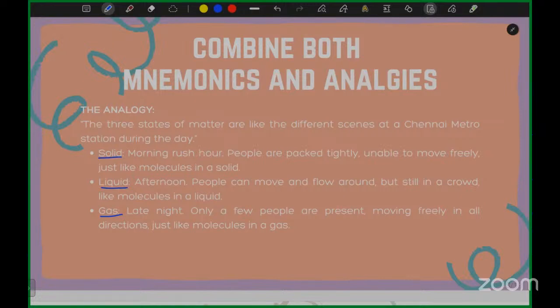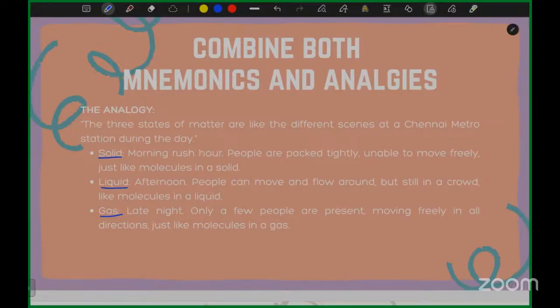So next, coming to the liquid. In the afternoon, the rush will not be that much. Maybe the people will travel, but they will not travel very frequently. So the rush will be very minimal. So liquids have loosely packed atoms, so they can easily move here and there.